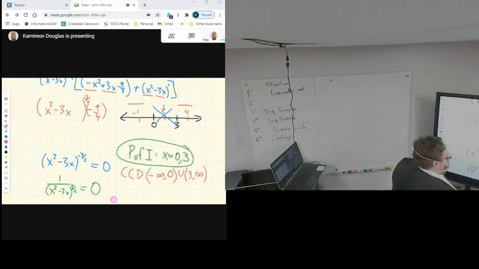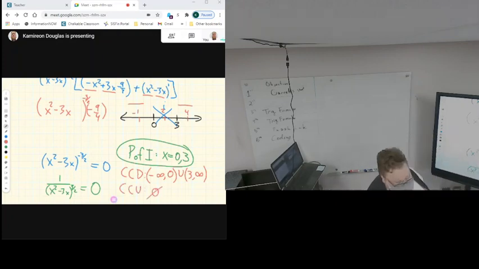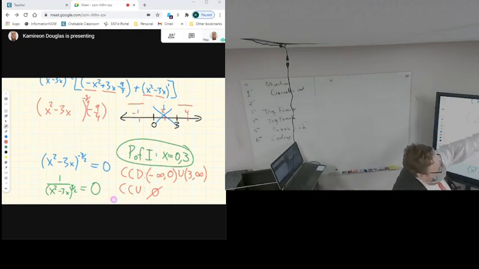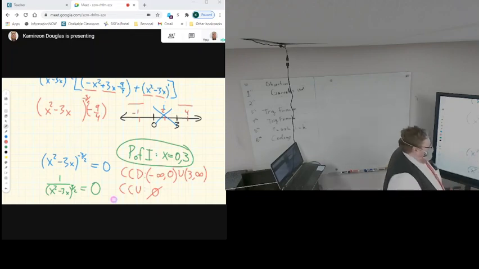What about concave up? Never. It is never concave up, because there's never a time when the second derivative is positive. It's negative here, it's imaginary here, it's negative there. It is never positive. Therefore, it cannot be concave up.